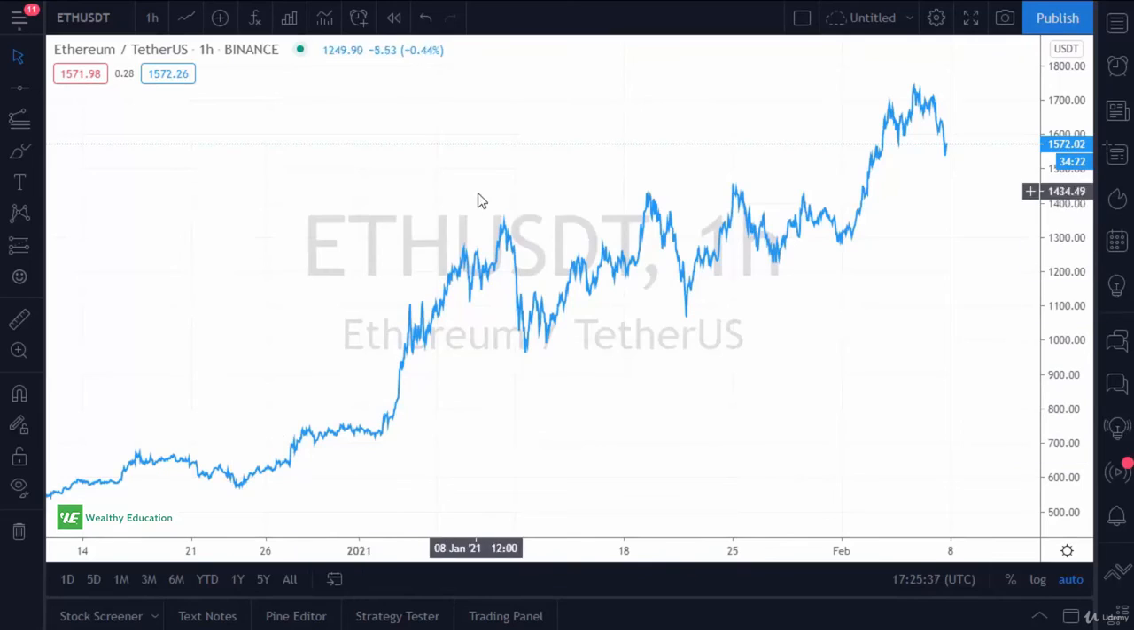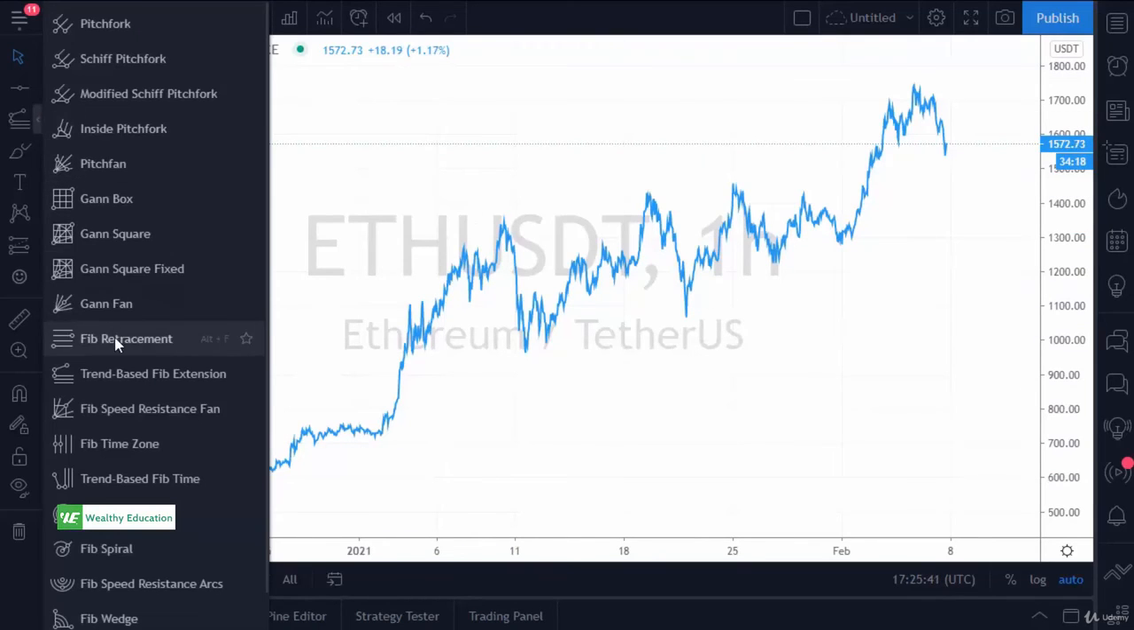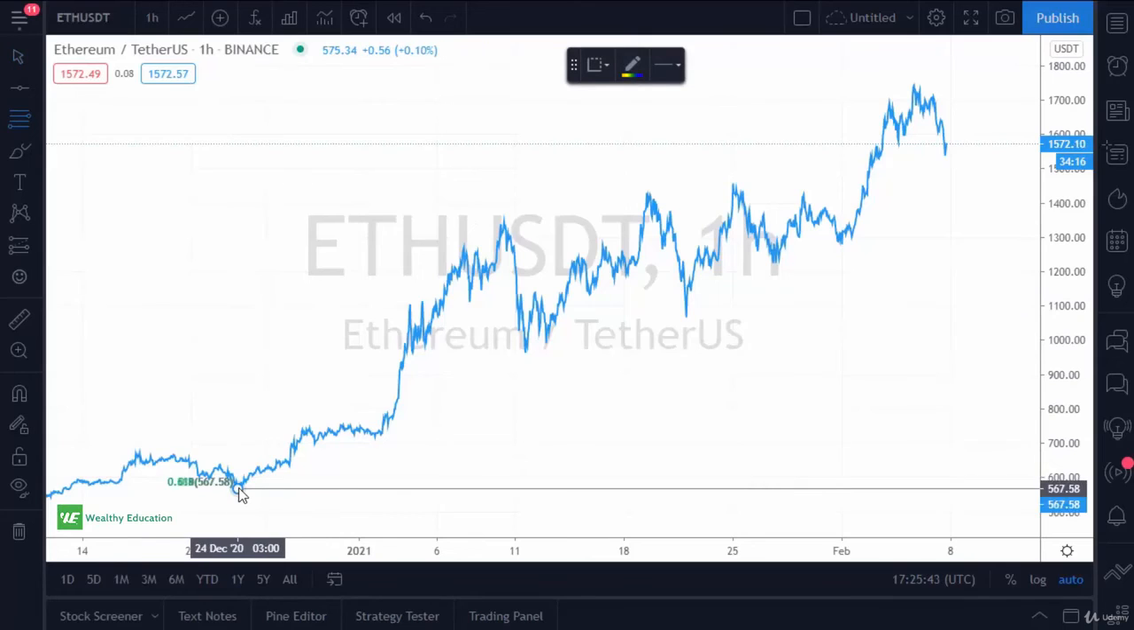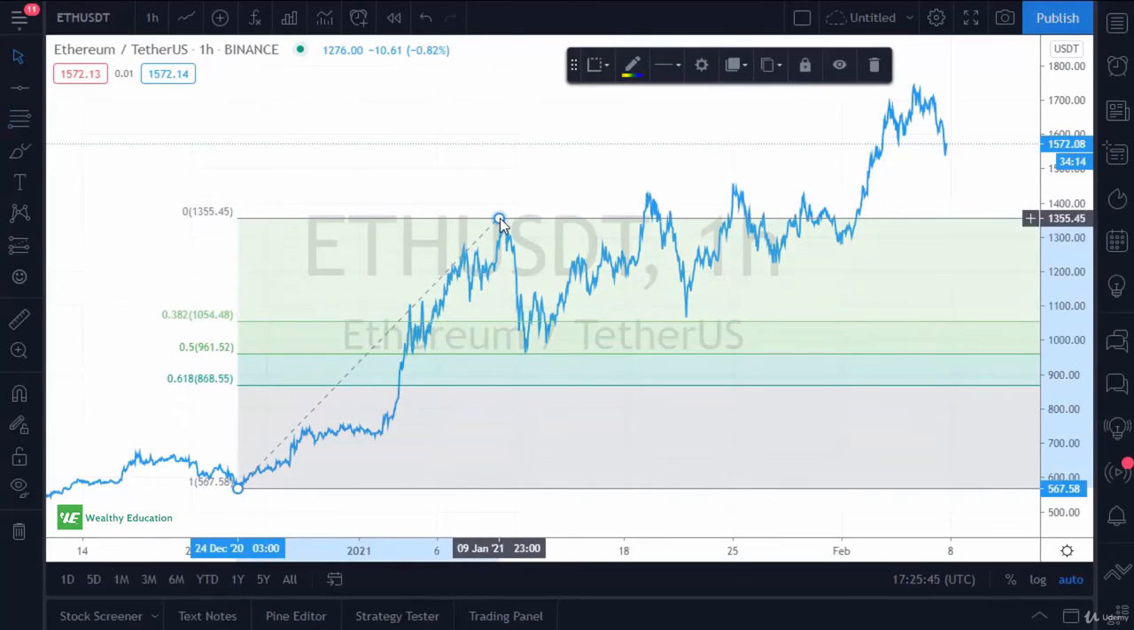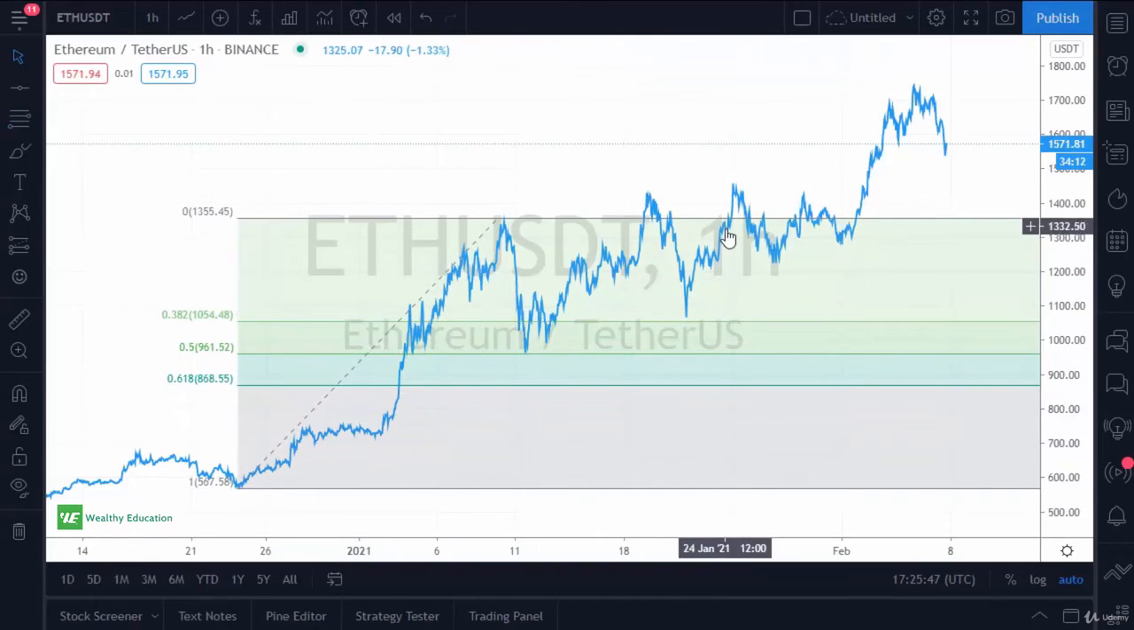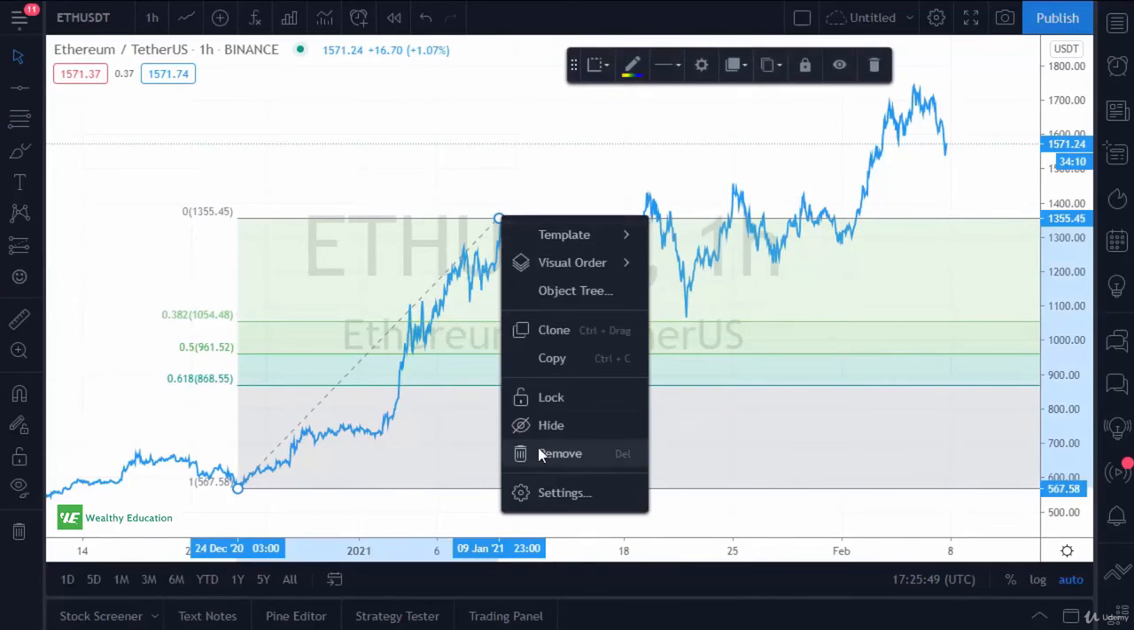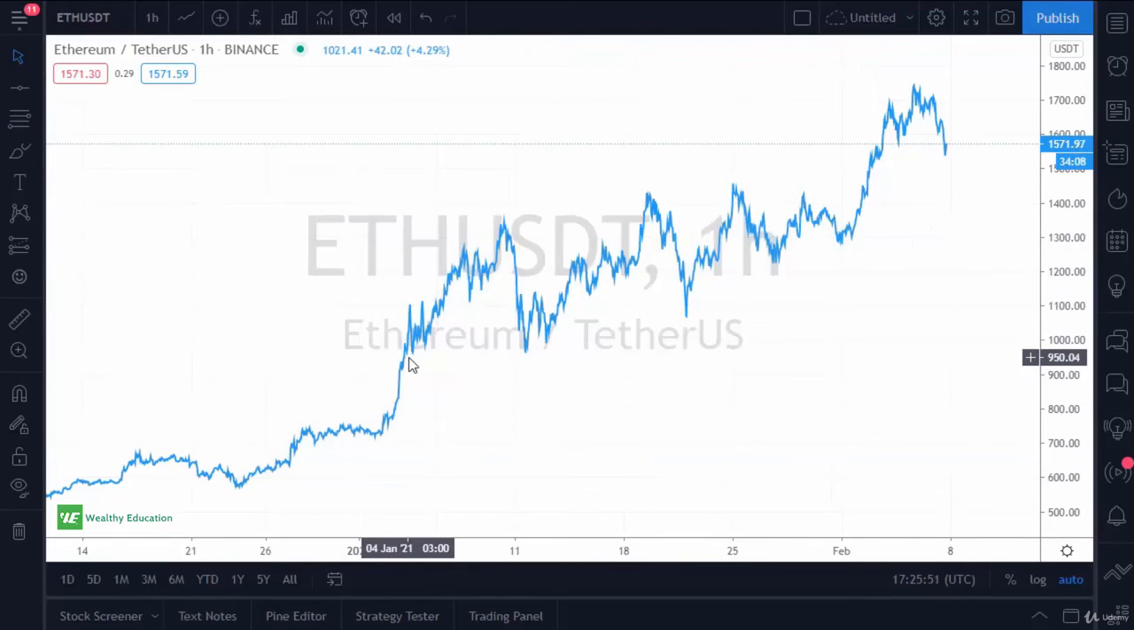You just have to make sure you're using swing highs and swing lows. Like I said, you just take the swing low in the case of an uptrend to the swing high and click it there. And you can see it'll lay it out for you. And remember, there are other levels, but I broke it down to the three that matter by far the most. Once you start talking about like the 23 and 78, it's a little esoteric.